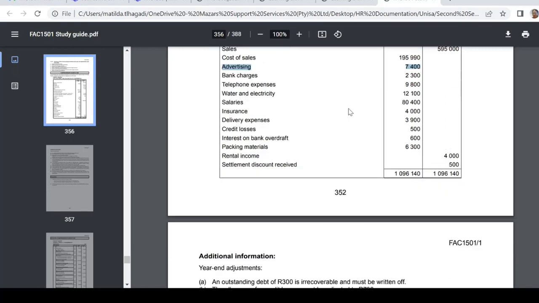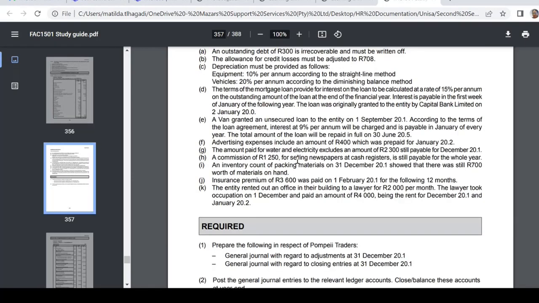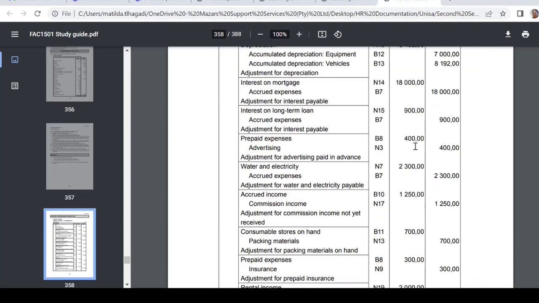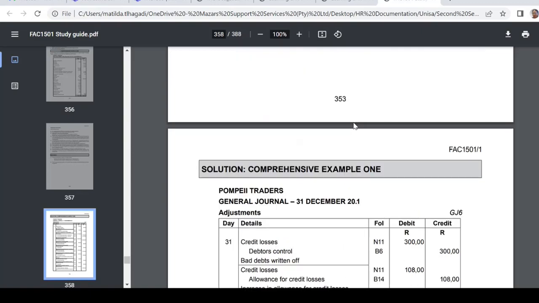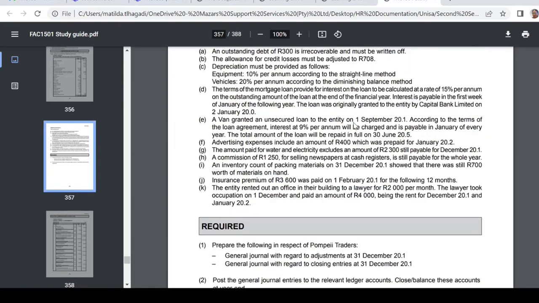Yes, I do. Okay. So let's look at the amount paid for water and electricity, which excludes an amount of 2,300 still payable for December. So this is an accrued expense. So 2,300 accrued expense.